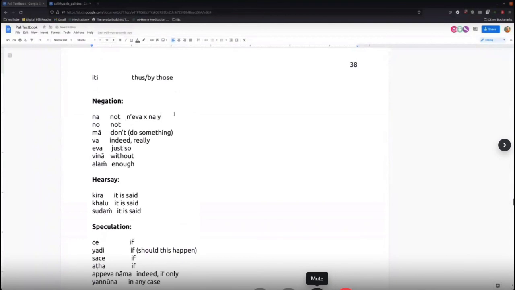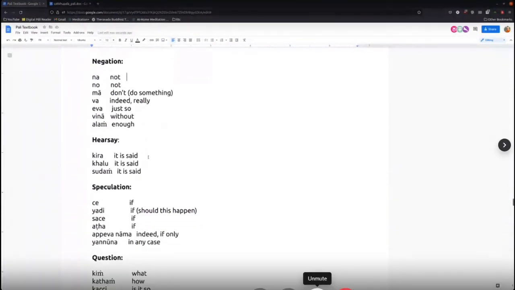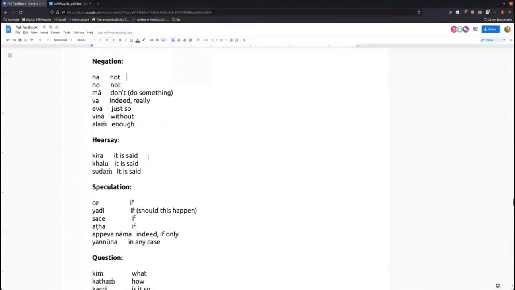That might be useful to add to the textbook, right? Yeah. Except it's not an indeclinable. It's two words. It's not "newa" alone. But that's how you say it. Newa na. Newa something na something. Like newa sanya na sanya. Neither perception nor non-perception.